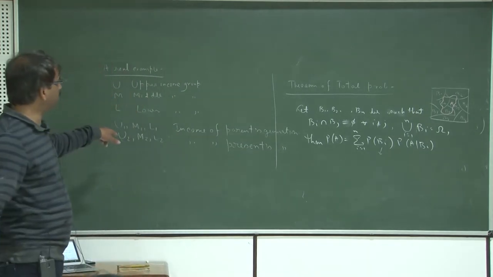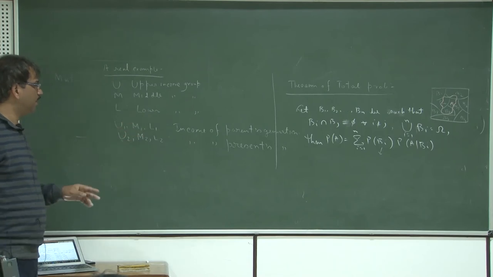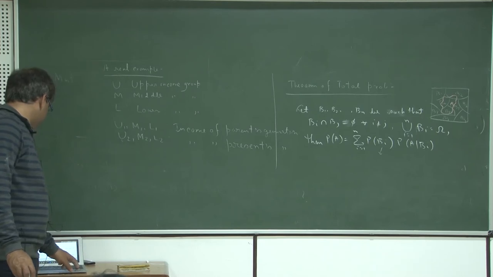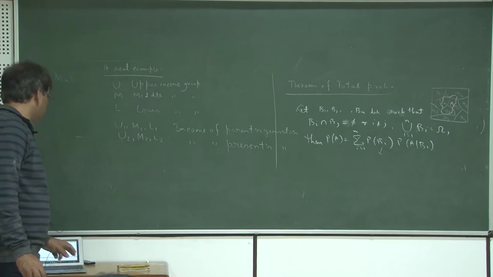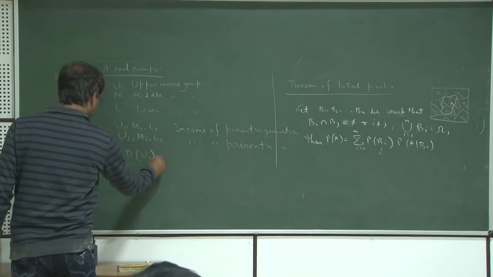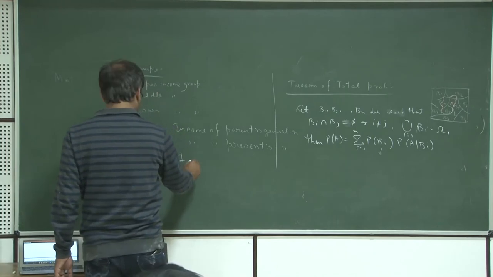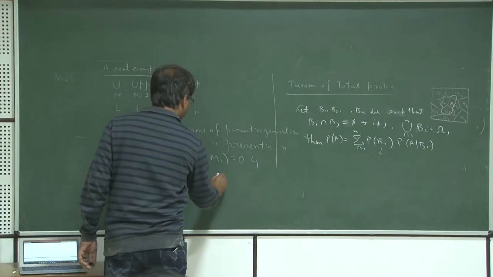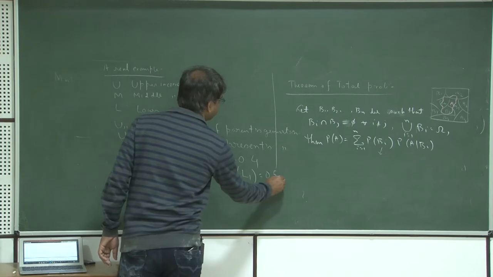So U1, M1, L1 is the income of the parents' generation, that means the earlier generation, and U2, M2, L2 is the income of the present generation. And it is also given to you, probability of U1 equal to 0.1, probability of M1 equal to 0.4, and probability of L1 equal to 0.5.